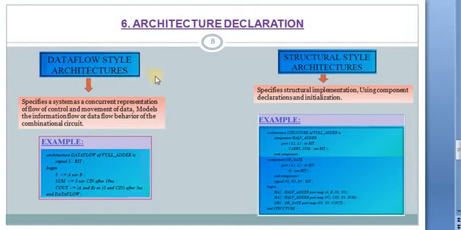So now let's discuss what is structural style of architecture declaration. Now the structural style is that which specifies the structural implementation of the code. So what that means is that it defines the structural implementation using component declarations and initialization. So let's discuss this concept with an example. Here the structural description of the full adder is shown, where this full adder is composed by specifying two components, that is half adder and OR gate.